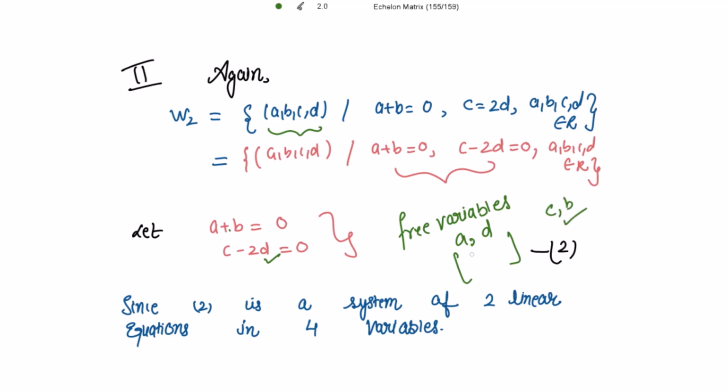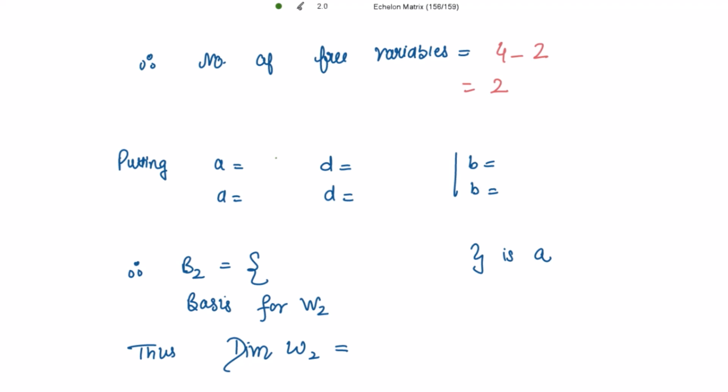For that, just write the identity matrix of 2 by 2 form. So it is 1, 0, 0, 1. That means first A is taking the value 1 and D is taking the value 0. And on the basis of this, from these two equations, we find the value of B and C. So for A equal to 1 and D equal to 0, finding the values of B and C.